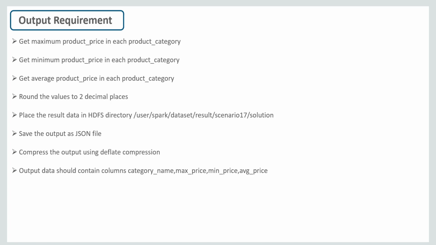average price. So, in order to solve this problem statement, we should know how to read CSV data as a data frame in Spark. Then we should know how to apply join operation on top of multiple data frames, and we should clearly understand how to use aggregation functions to calculate max, min, and average values based on a column. Finally, we should know how to save the data in HDFS in JSON file format using deflate compression. So let's go to the lab and see.